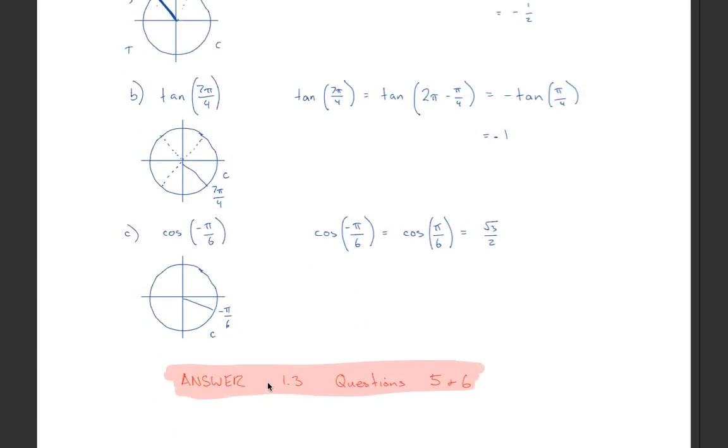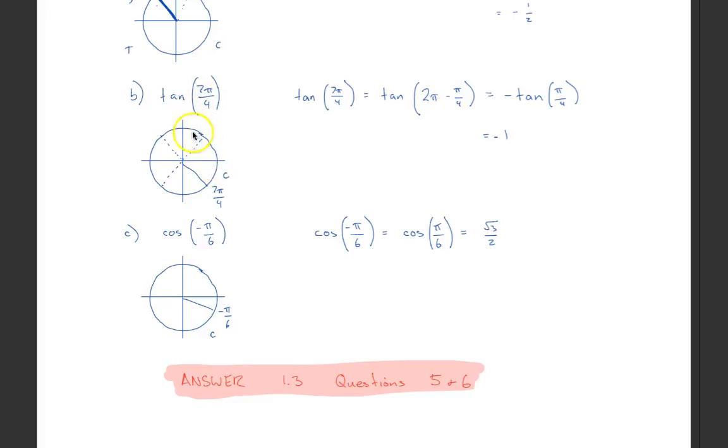Next one, tan of 7 pi on 4. So we need to divide pi into 4 equal quarters. 1 quarter, 2 quarters, 3 quarters, 4 quarters. We need 7 quarters. 1, 2, 3, 4, 5, 6, 7. So that puts us in the fourth quadrant. In the fourth quadrant, tan is negative.